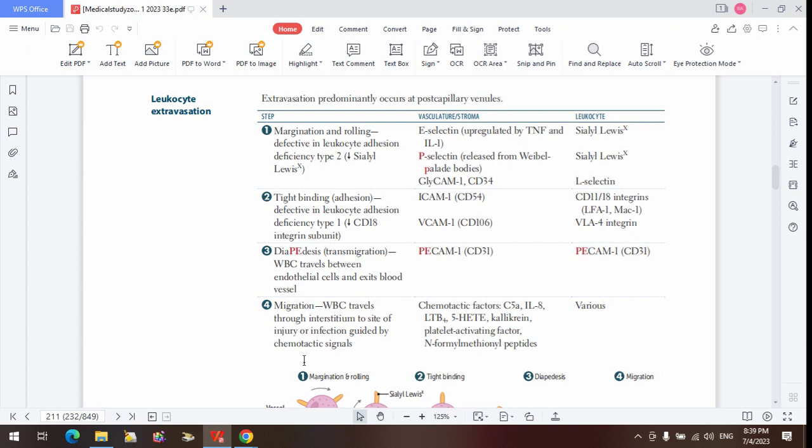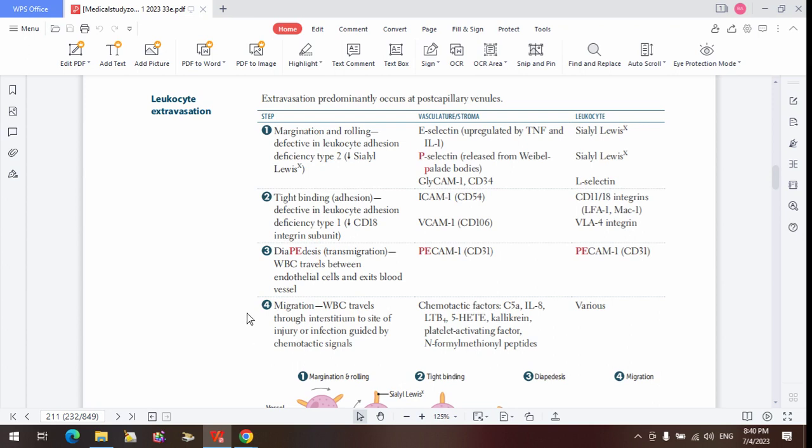So we said we have arteries. Arteries will form arterioles, and arterioles are the area where vasodilation typically occurs. Then after the arterioles, we have the capillaries. After the capillaries, we have the venules. After the venules, we now have the veins. So it is at the postcapillary venule, that is the venule immediately after the capillary, that you have extravasation. That is where you have the neutrophils entering the tissue. So what is the process that the neutrophils employ to enter the tissue? We'll take them one by one.